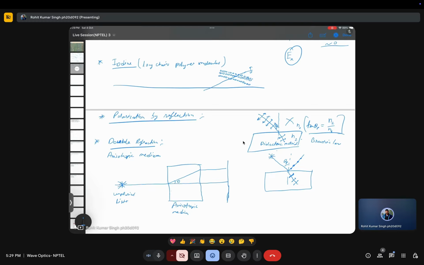So you see that this looks very weird, right? This light coming at an angle theta is called the extraordinary ray or E ray, and this one is the ordinary ray which is passing through normally. So from the figure itself you can see that this E ray does not follow Snell's law.